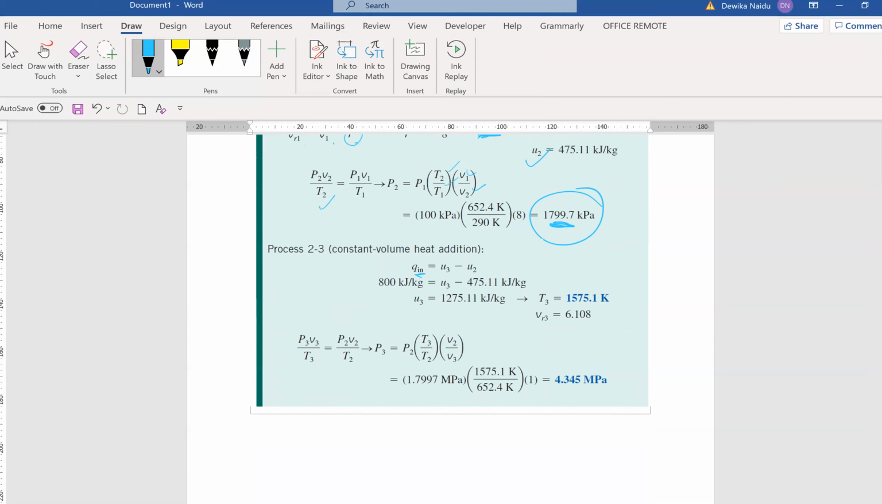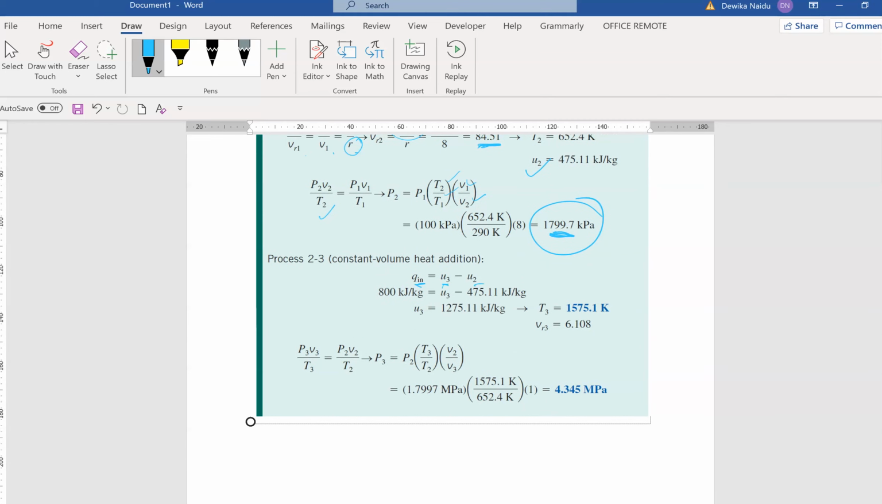So what is the formula for heat addition process? U3 minus U2. Remember the slide that I showed you earlier? So you just have to look for the value of U3. U3 you don't have the value, but the question has given you the 800, how much heat is coming in. You know your U2, and then you get your U3. So with the U3, you go back to the steam table, the same table A17, you can get your T3 and your VR3. Okay, that's how you do.